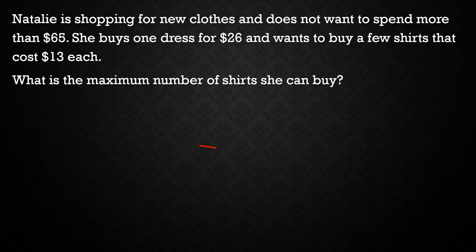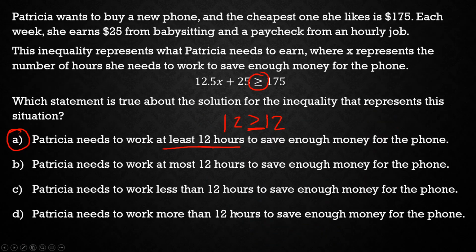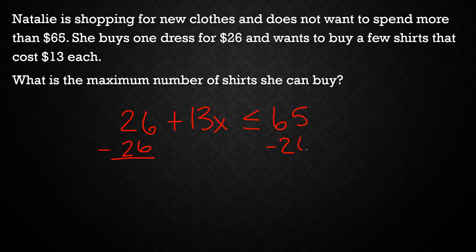Our next question. So here we are going to solve that inequality for Natalie. So I'm going to look back at our inequality, which we chose: 26 plus 13x is less than or equal to 65. So I'm going to rewrite that. 26 plus 13x is less than or equal to 65. Again, we're going to start by getting rid of this 26. Opposite of a positive 26 is going to be a negative 26. Subtract that from both sides.